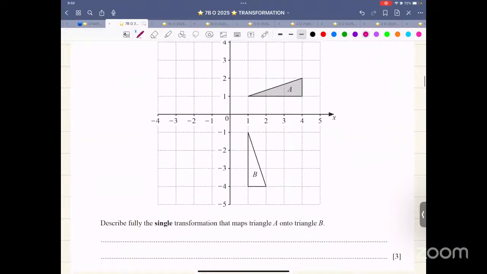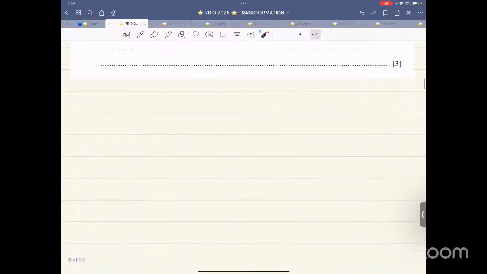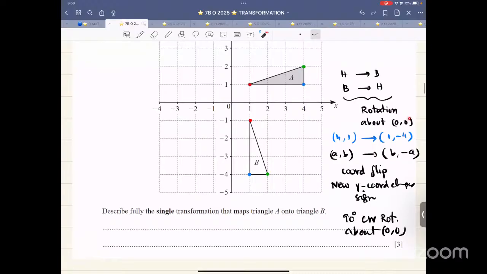Now over here, we know that this thing is happening, but now there is something else to consider. This is (1, 1), so this is becoming (1, negative 1). This is (4, 1). It's becoming (1, negative 4). So yes, we can say based upon this, coordinates flip, new y coordinate changes sign. This is a 90-degree clockwise rotation about the origin. That is the answer for this one. So I have marked corresponding points. The red is red and the blue is blue and the green is green. And we can just see it right away. So that is a simple thing.